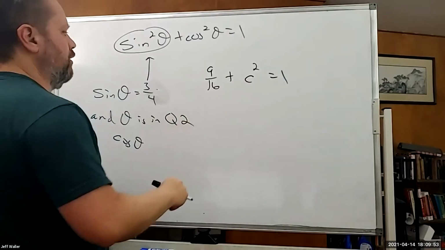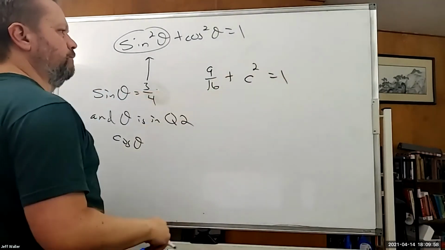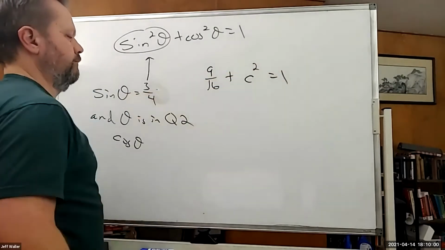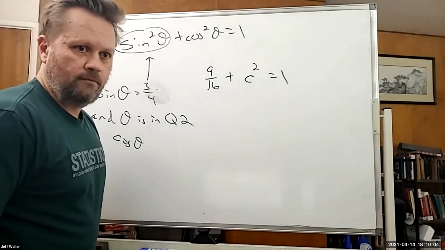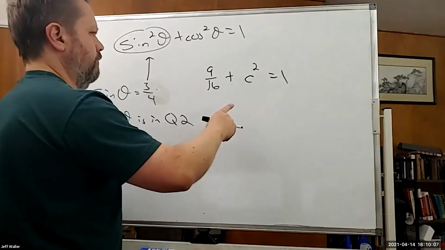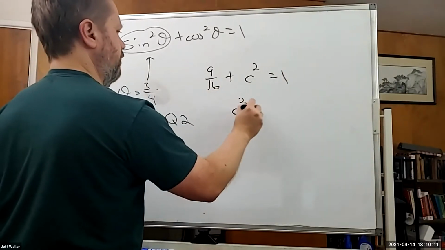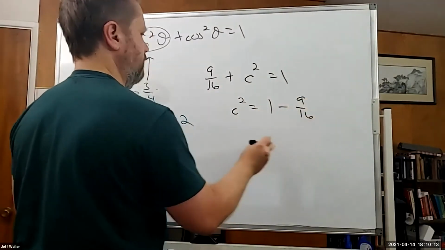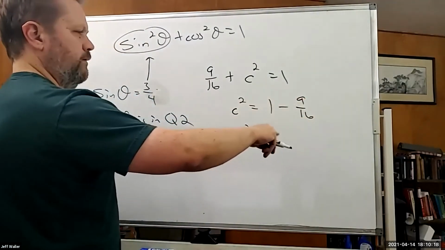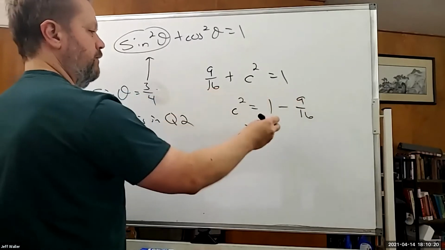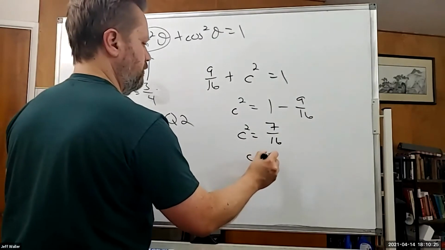So can you help me? Solve that for c. Radical 7/4. Oh, I mean, yeah, so you get c squared equals 1 minus 9/16. So you get 16/16 minus 9/16. It's going to be 7/16. So you eventually get square root of 7/4.